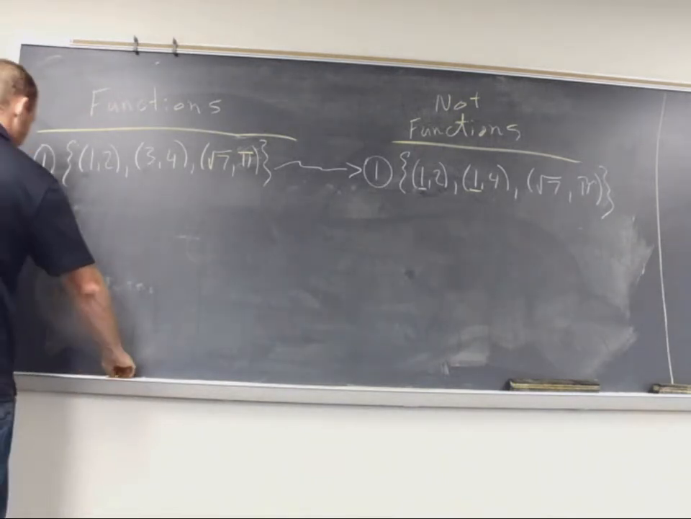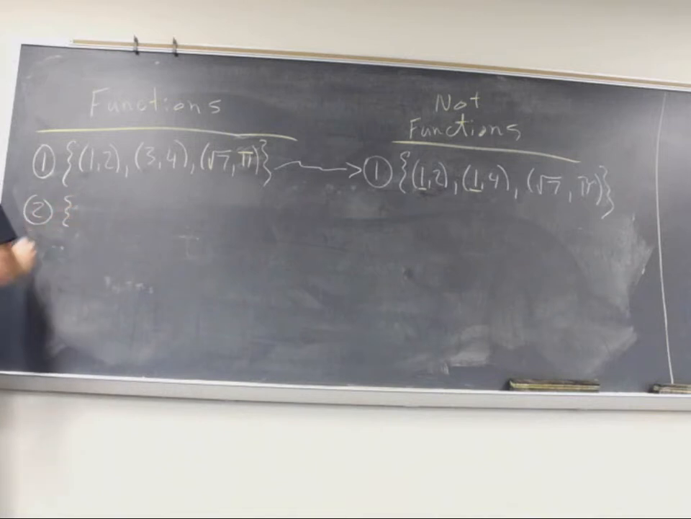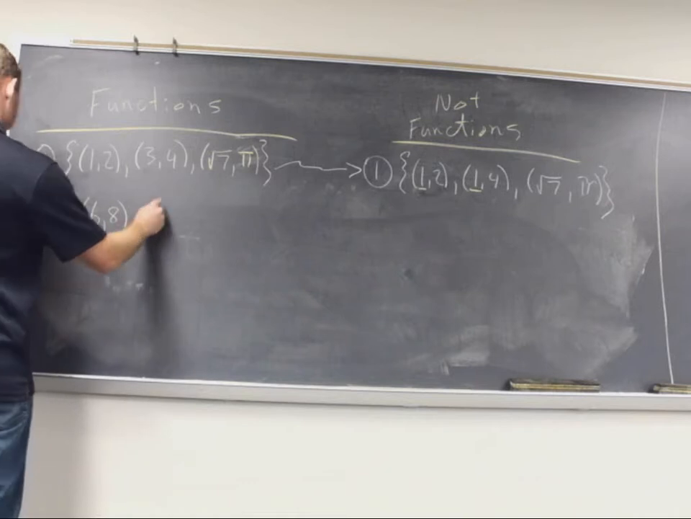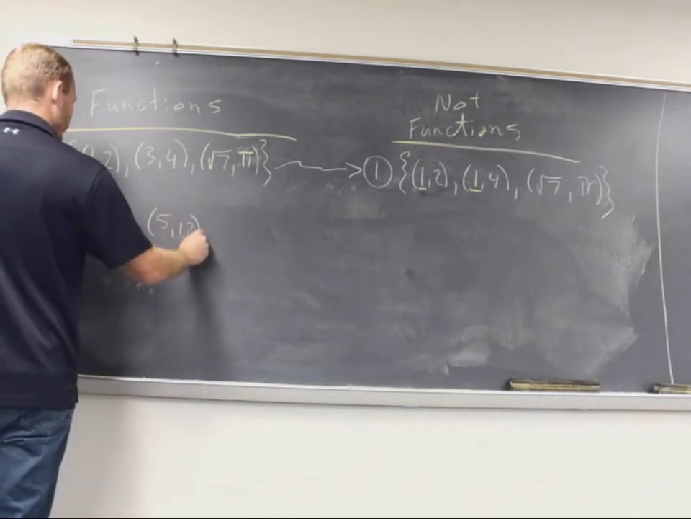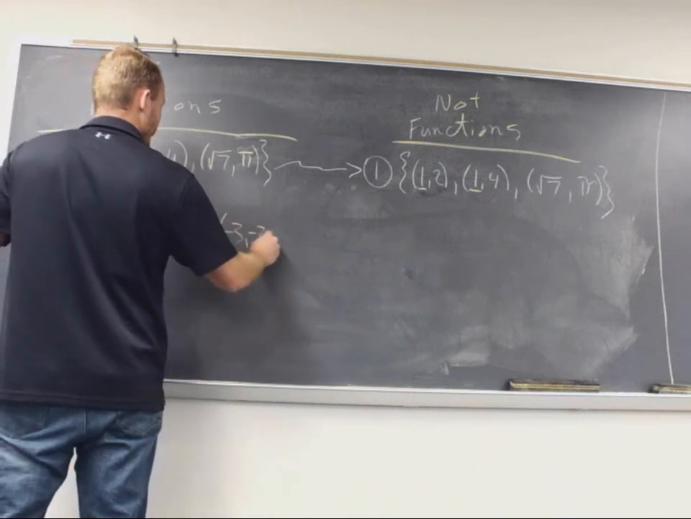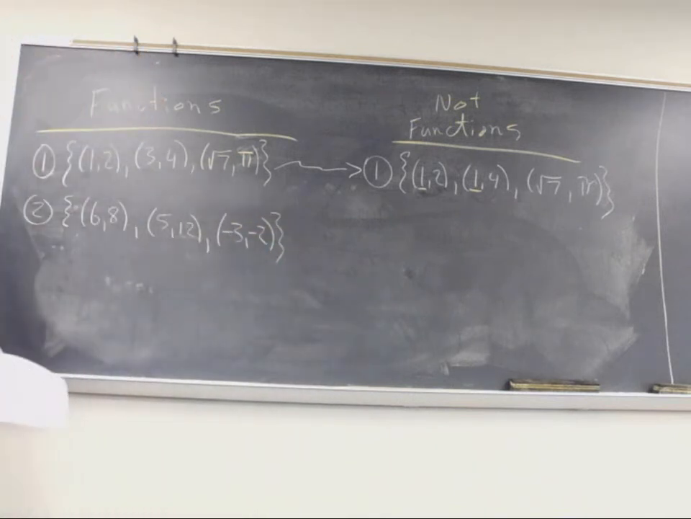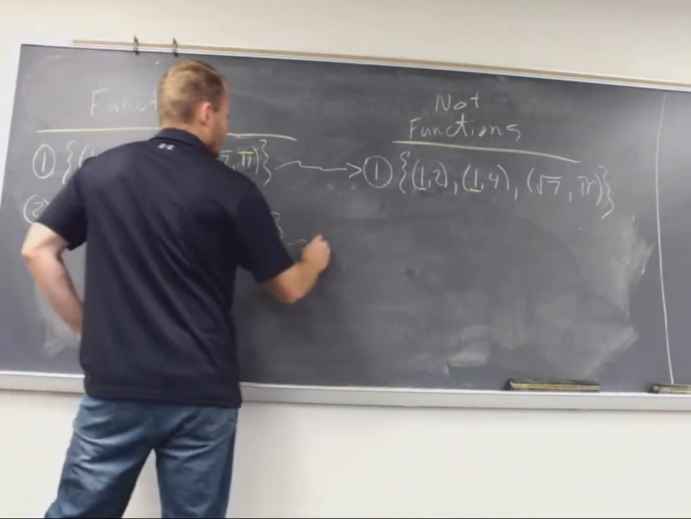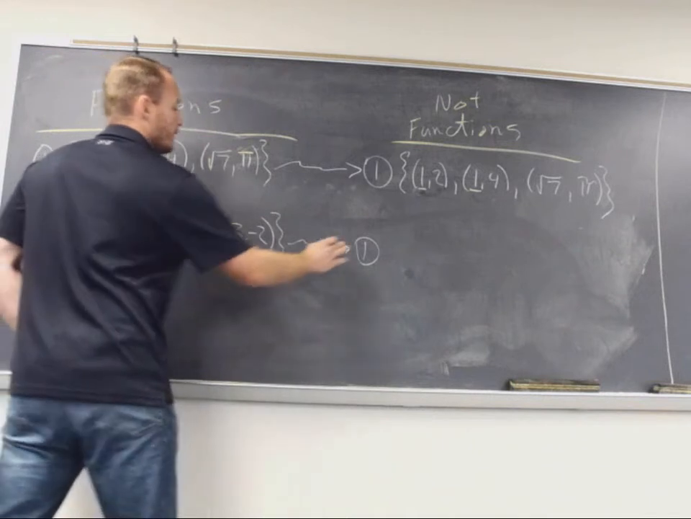Let's see here. Let's say number 2, 6, 8, 5, 12, and -3, -2. All right. So I want you to try to make this not a function. All you have to do is change one x value so that they'll match. And it doesn't matter which one you change. Again, there are infinitely many of these.